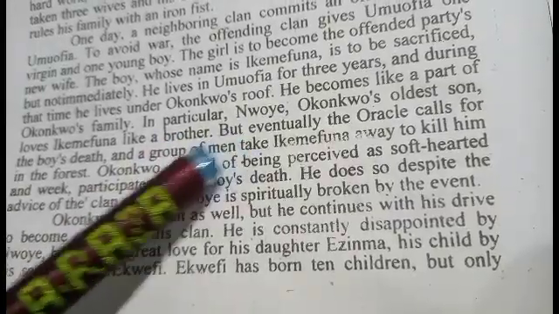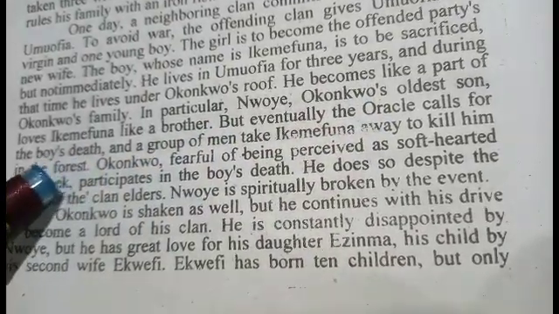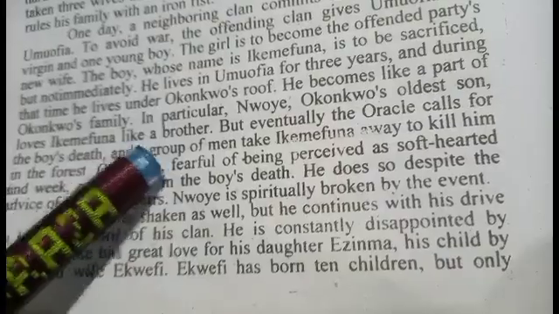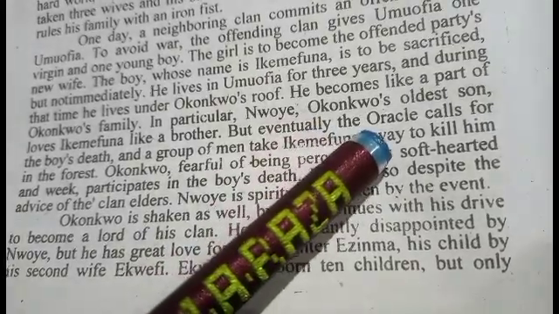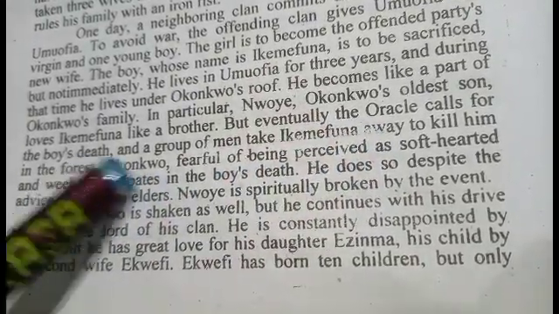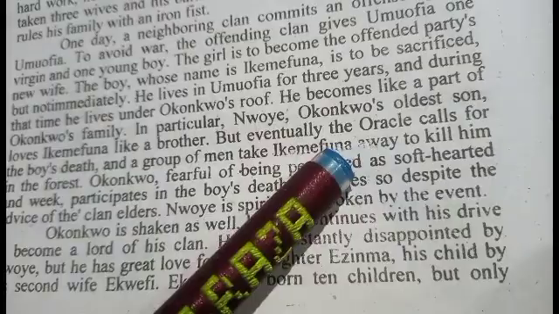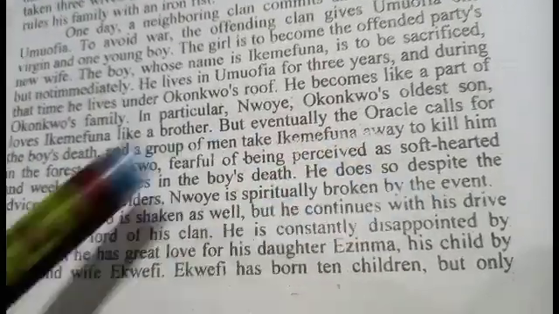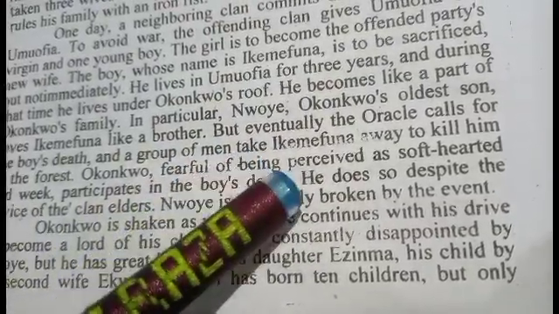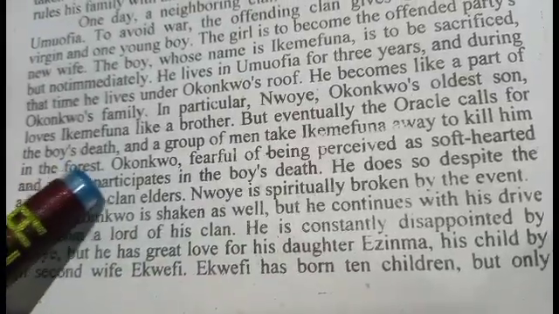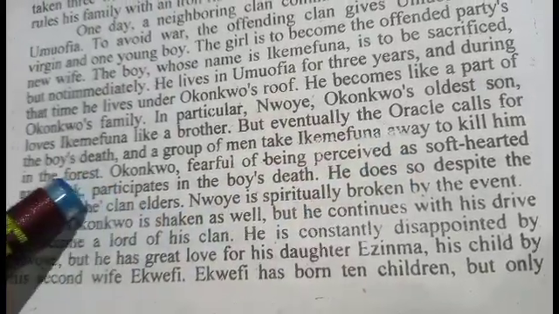In particular, Nwoye, the son of Okonkwo's oldest wife, loves Ikemefuna like a brother. But eventually, the oracle calls for the boy's death. Oracles are the priests of the god or goddess. A group of men take Ikemefuna away to kill him in the forest.